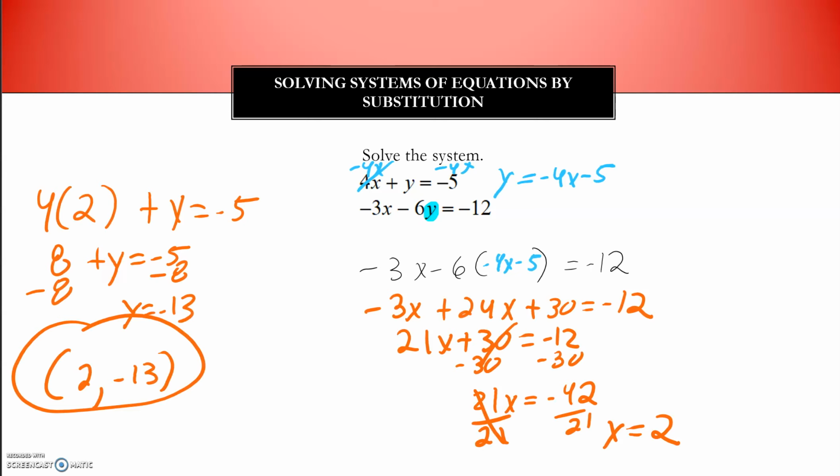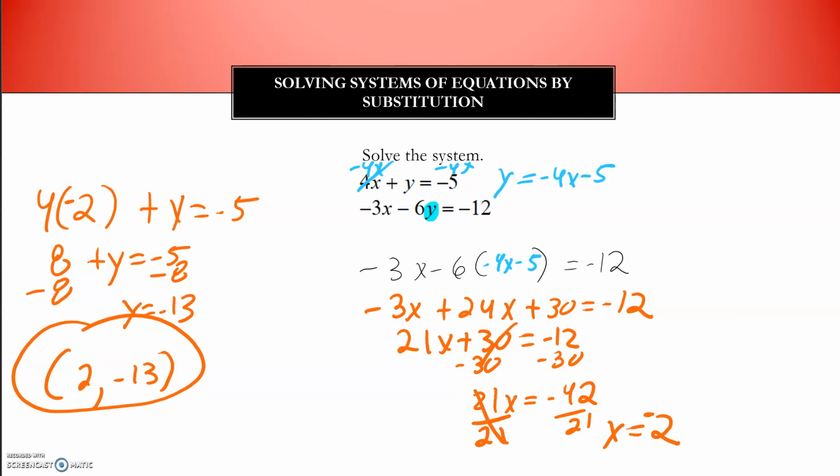So I noticed that in the first equation, y was already just 1y. So it was easy to get that one to be y equals by subtracting 4x from each side, so that's what I did. Then I plugged in negative 4x minus 5 for y in the second equation, and I got negative 3 minus 6 times negative 4x minus 5 equals negative 12. Used the distributive property, combined like terms. 21x plus 30 equals negative 12, and solved x equals 2. And actually that should be negative 2, now that I look at it.